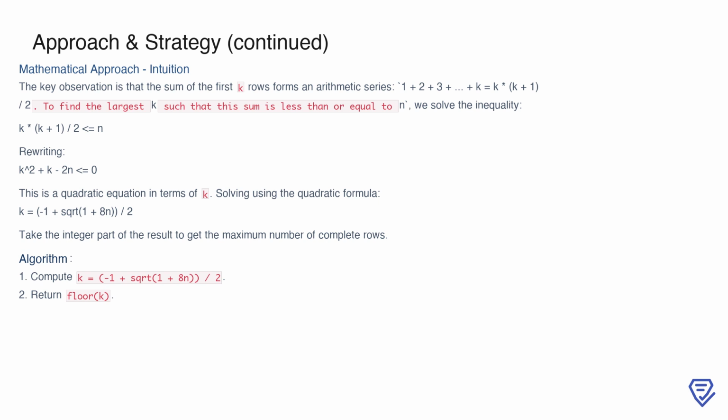The result of this formula gives us the maximum number of complete rows that can be formed, and we take the floor of this value to ensure we only consider whole rows. The algorithm is remarkably simple: compute the value of k using the formula and return its integer part. This approach avoids iterative calculations entirely, making it much faster and more efficient, especially for larger values of n.